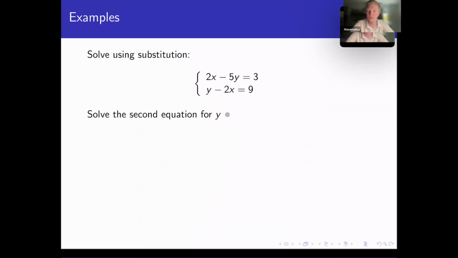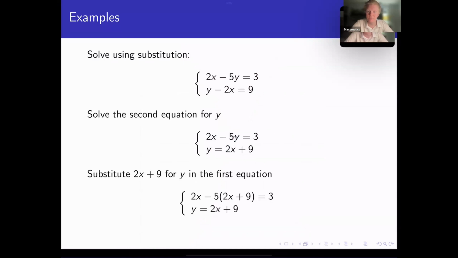Substitution, what we're going to do is solve the second equation for y. So we're going to add 2x to both sides. From here, we have y equals 2x plus 9. So we're going to take this 2x plus 9 and plug it in for y in the first equation. Now once we're here, we substituted our y variable with the purpose of not having any more y's. Now we have just an equation in one variable.